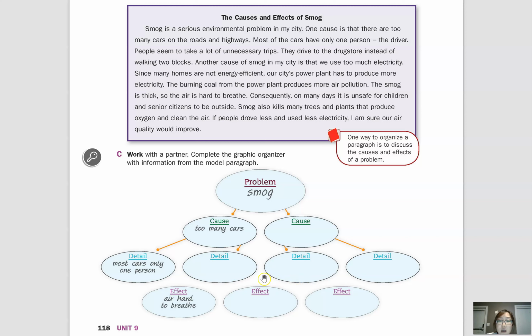So just take notes. And then one effect is that the air is hard to breathe. Again, there's no verb here. It's just air, hard to breathe. So take some time to complete this graphic organizer. You can pause the video and continue when you are finished.